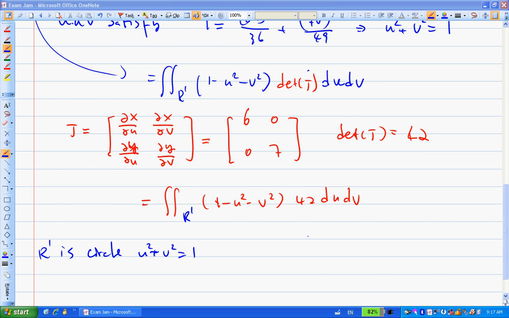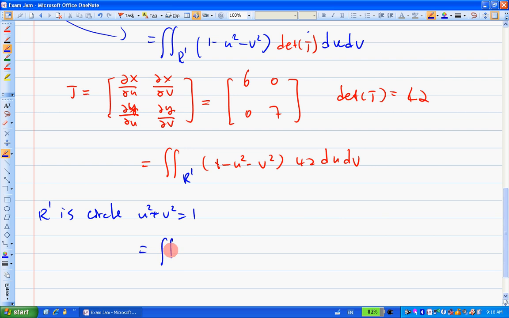Then I guess what we do is change this to polar coordinates. So there are two changes of variable here. Changing to polar coordinates means you let u equal r cosine theta, v equal r sine theta. Theta changes from 0 to 2 pi, and r changes from 0 to 1.